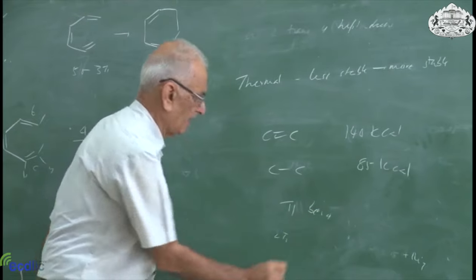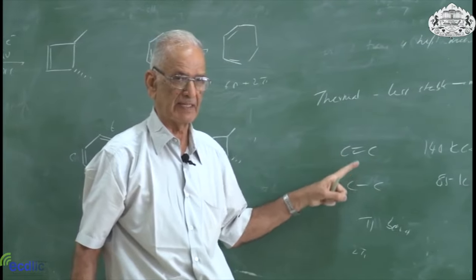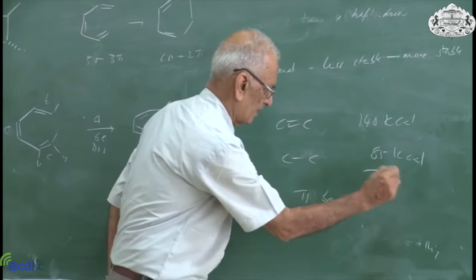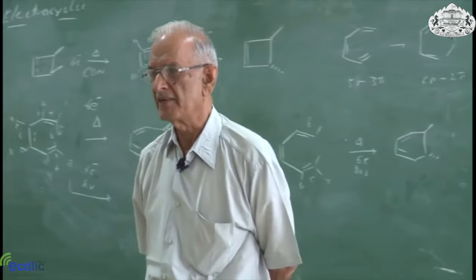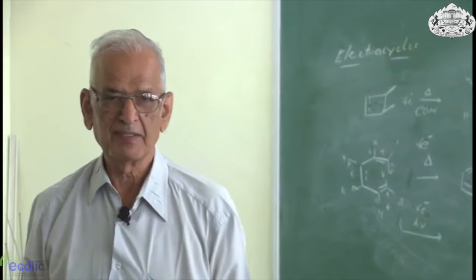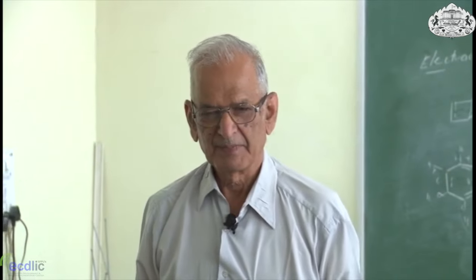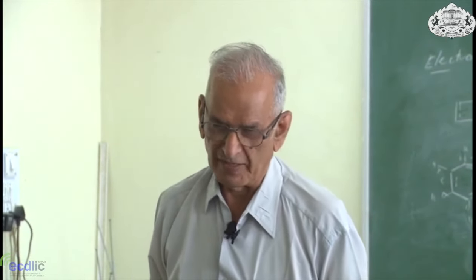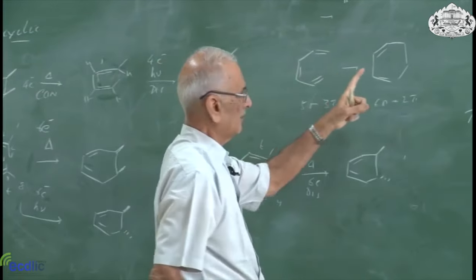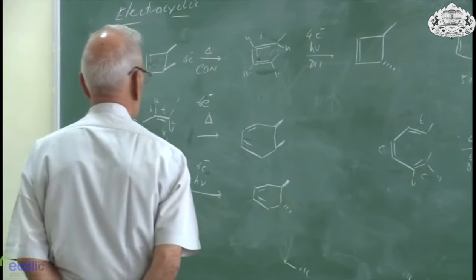What is the energy of the pi bond? This double bond is made up of 1 sigma, 1 pi, and this is 1 sigma. So, this minus this is the energy of pi bond. So, pi bond has an energy of 55. So, now we have experimental proof that pi bonds are less stable than sigma bonds. So, more sigma bonds will be more favorable. So, reaction going from here to here is expected. Now, we look at this.